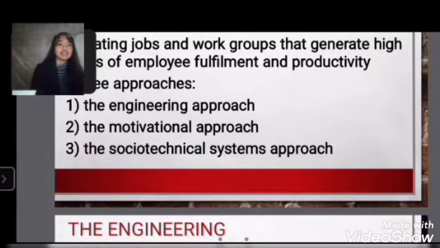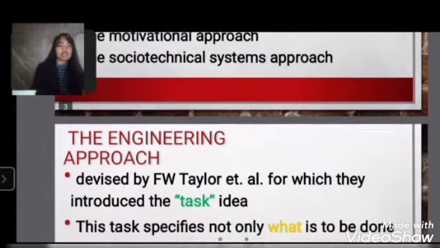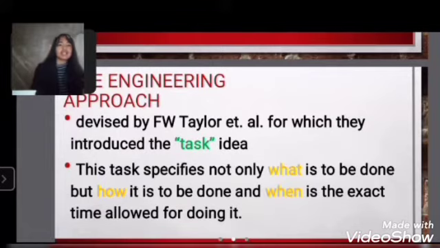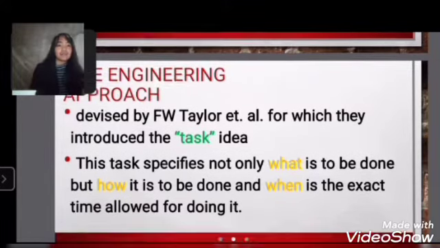Now let's proceed with the engineering approach. This approach was devised by Taylor and others, for which they introduced the task idea. Accordingly, the work or task of each employee is planned by the management at least one day in advance. Each employee receives written instructions describing in detail the task to be accomplished. This task specifies not only what is to be done, but how it is to be done and the exact time allowed for doing it.